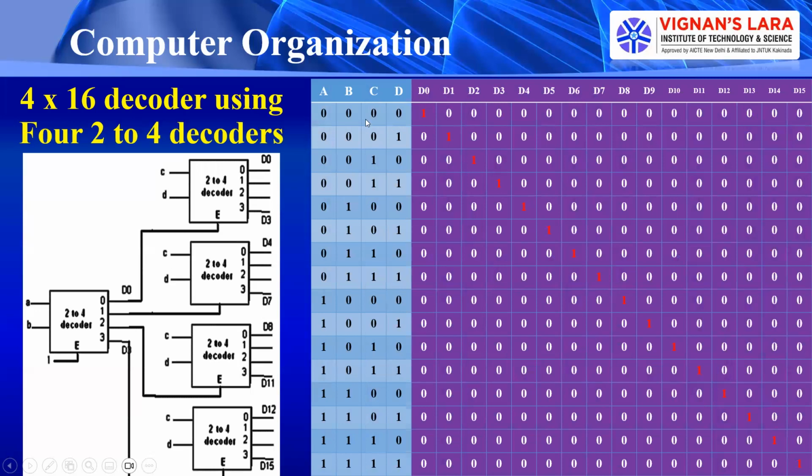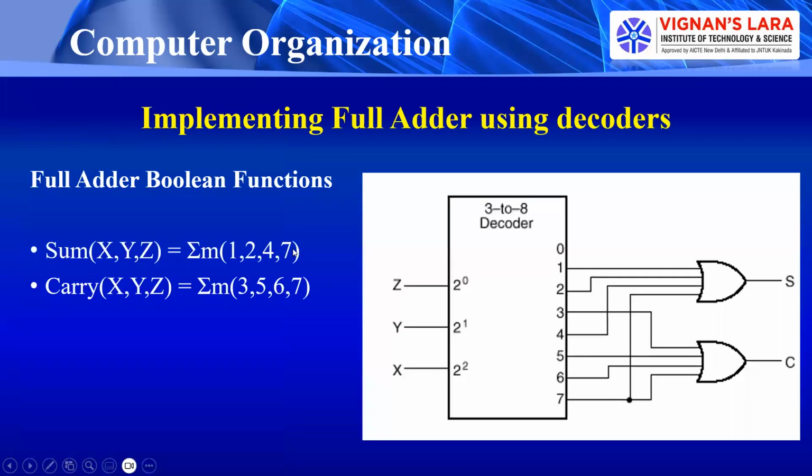See here. So CD is continuously changing from 0, 0 to 1, 1 for every 4 combinations. So D0 to D3, that is for the first. Next, D4 to D7. Next, D8 to D11. Next, D12 to D15. So like this, we are making higher order decoders with the help of lower order decoders.